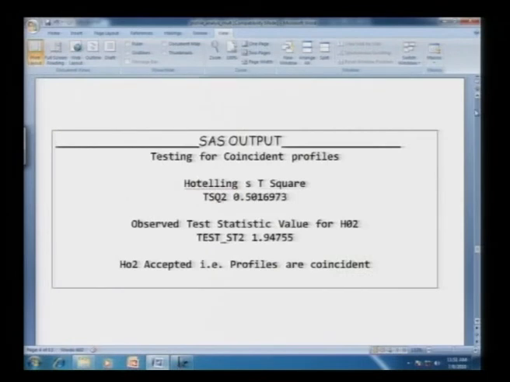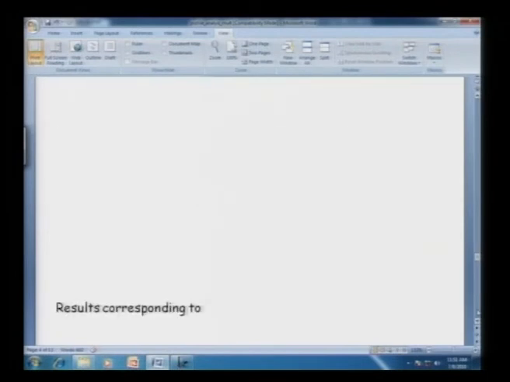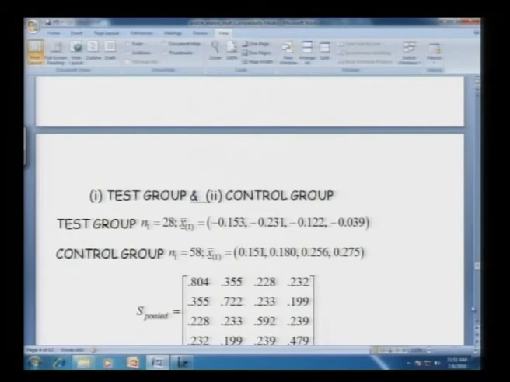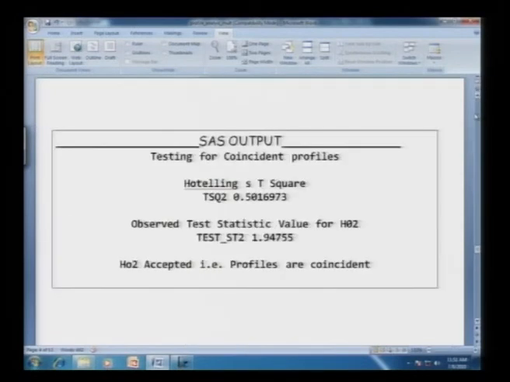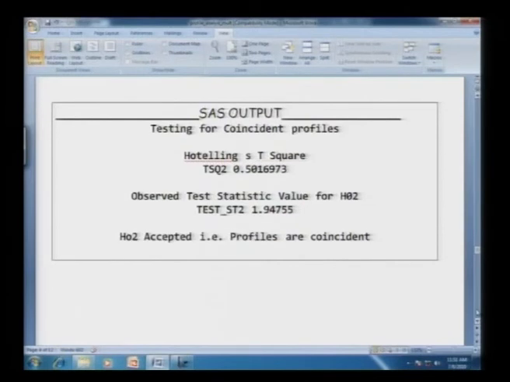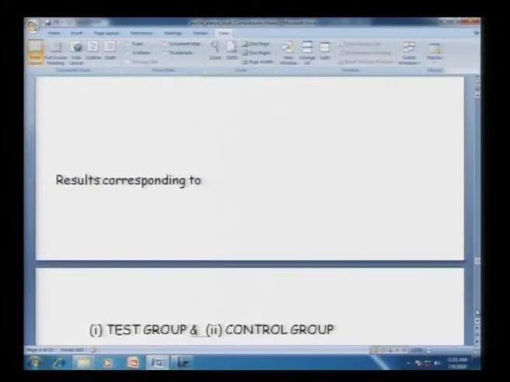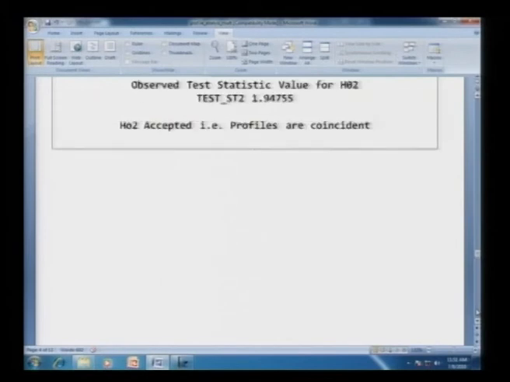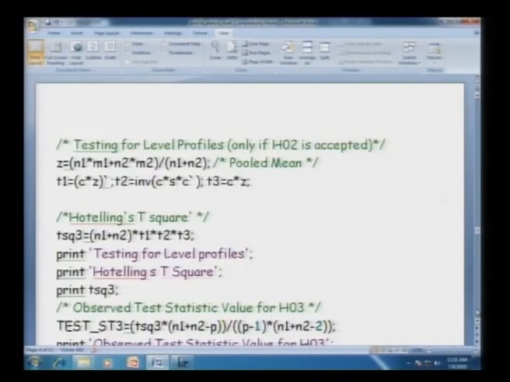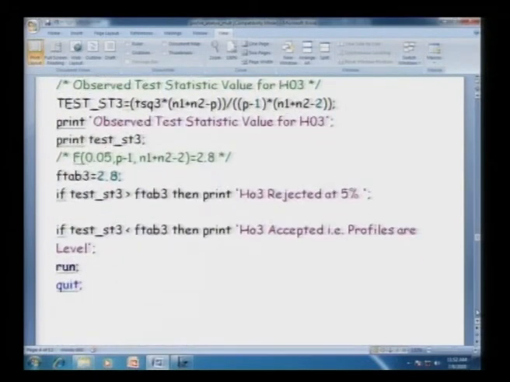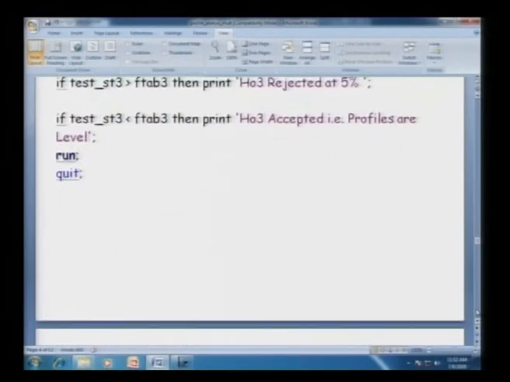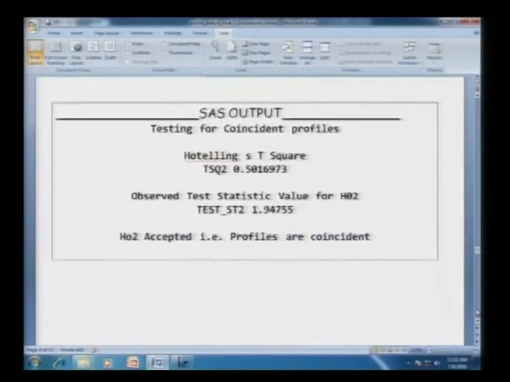As we have seen, the sample profiles do not actually lead us to believe that we have got the third type of hypothesis. It cannot actually be accepted that the profiles are level. So, we will have this as the coincident profiles. The result corresponding to this is the second result actually, testing for the level profiles. That level profile hypothesis actually is rejected. We can say H03 is rejected at the 5% level of significance.